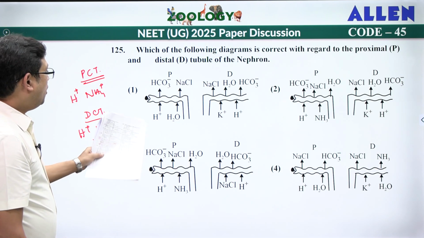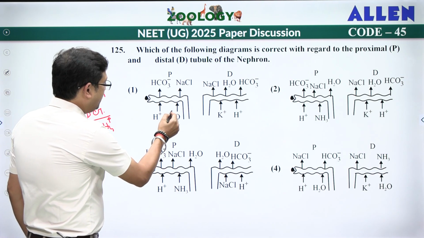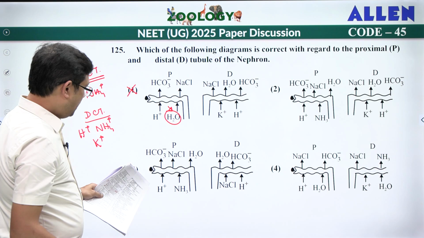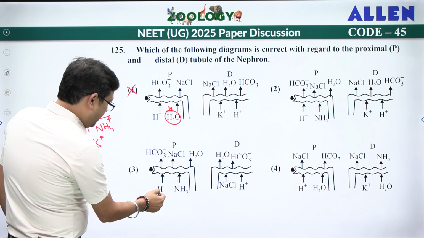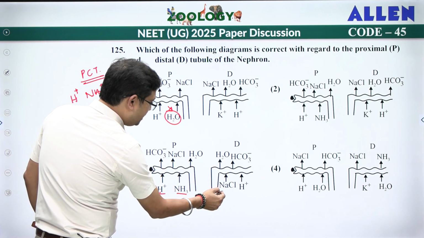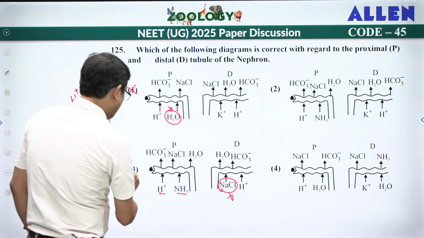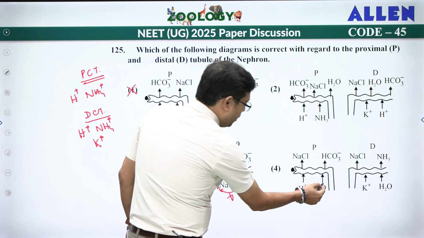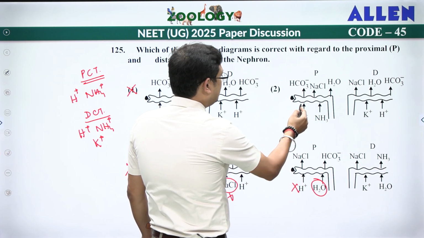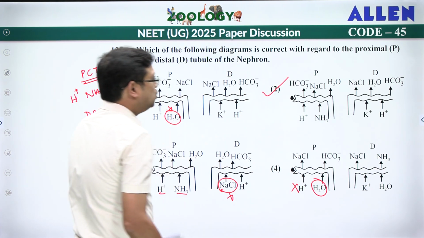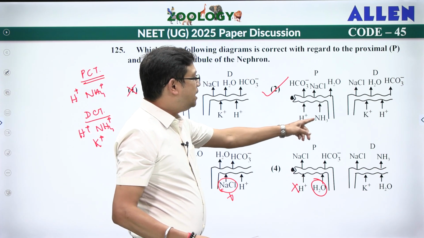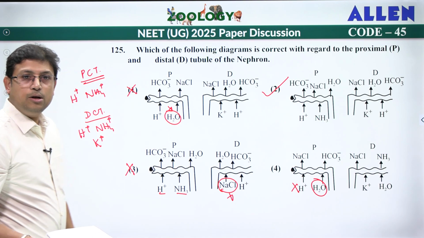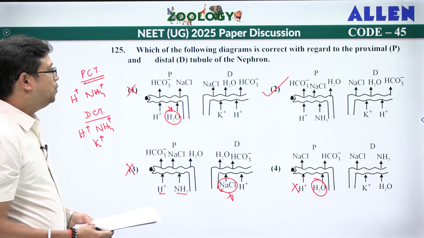So here, option number 1, if you observe, H2O is not thrown out, so eliminate option number 1. Here this is correct, but here in the DCT NaCl is not, so you have to eliminate this option also. Option number 4, water again, so eliminate. So definitely the answer will be 2. You can see in the PCT hydrogen ion and ammonia will be excreted, and here potassium, hydrogen and some ammonium ion are also thrown out. So the answer is 2.